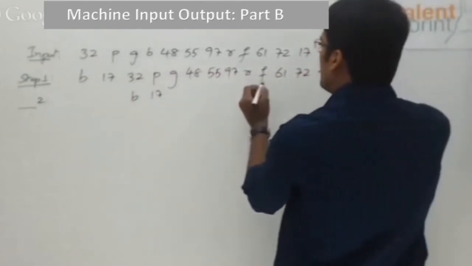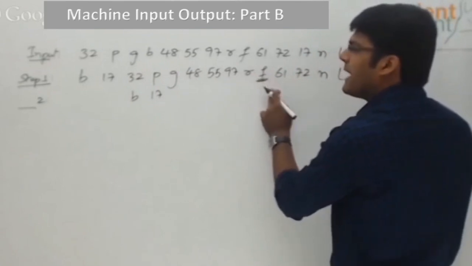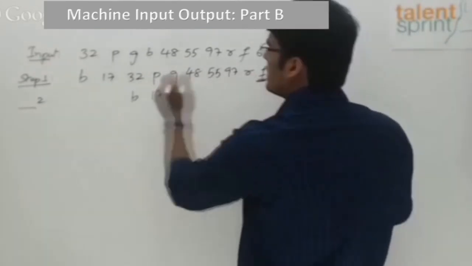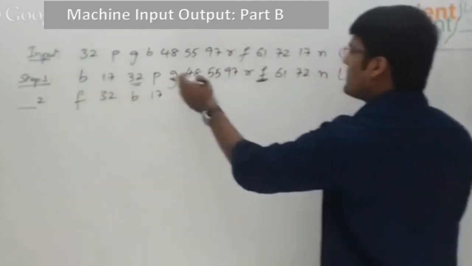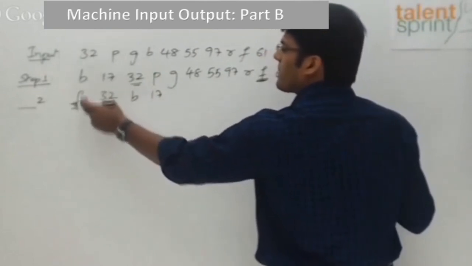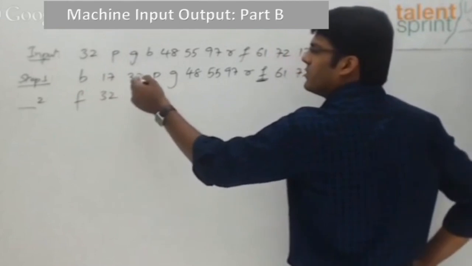So I think, look at step 1. We'll get F, and what number? The next number, 17. Then we have 32 here, right? So bring F and 32. Copy everything else as it is. So F and 32 is gone, right? F32 has gone. Now just try to copy everything. So B17, F32.